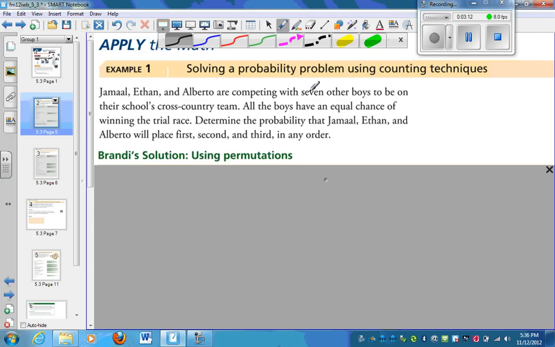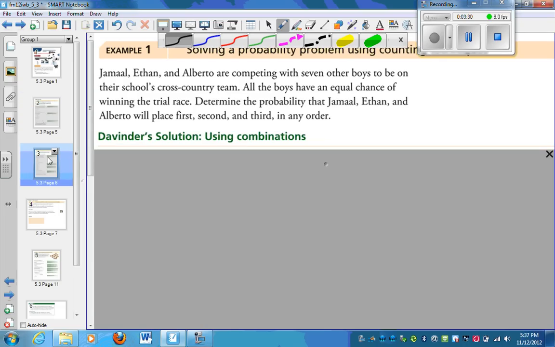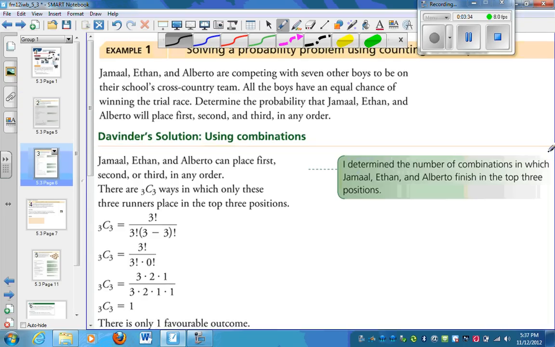Jamal, Ethan, and Alberta are competing with 7 other boys to be on their school's cross-country team. All the boys have an equal chance of winning the trial race. Determine the probability that they will place first, second, and third in any order. Because order doesn't matter, we might think first of all that we're going to use combinations. Let's look at this solution using combinations.